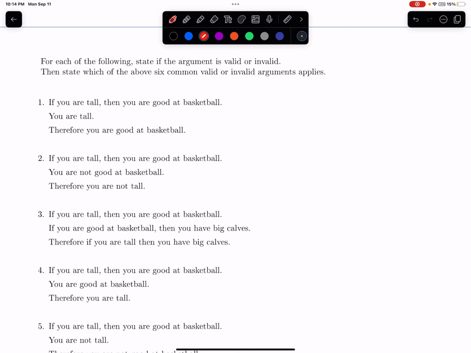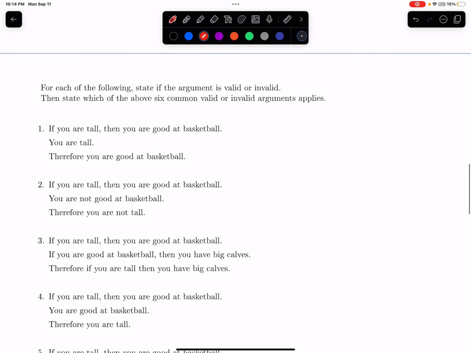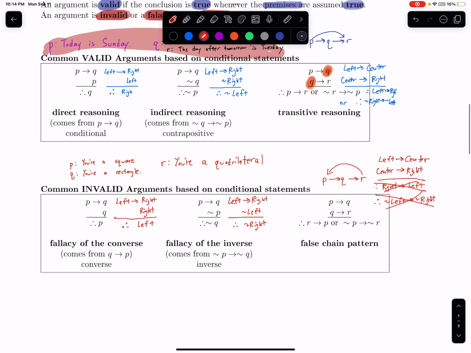Okay, number one, for each of these, we're stating if the argument is valid or invalid, and then trying to find which of the 6 common arguments apply.